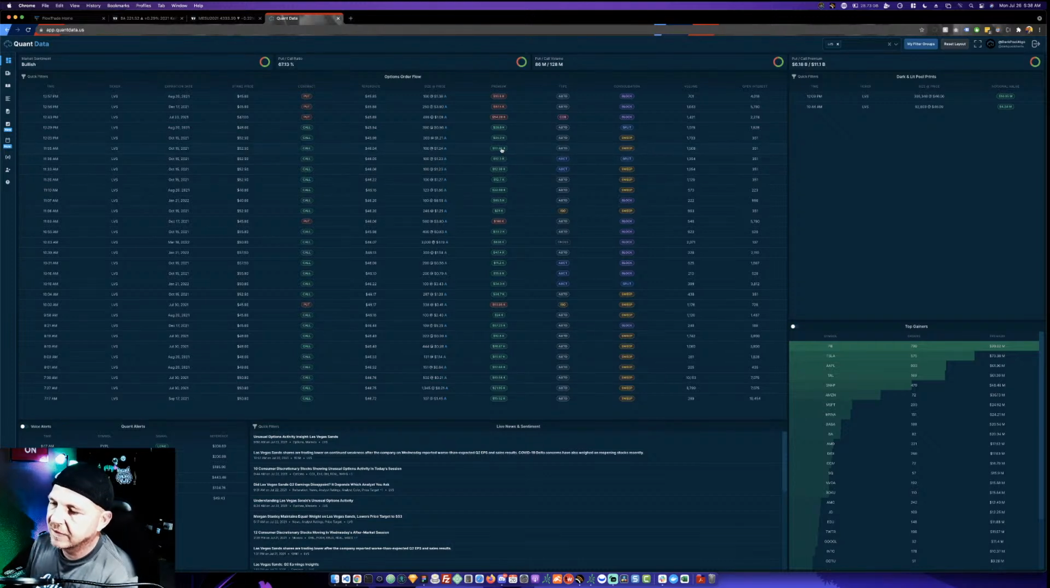I've got some filters set up on these. I'm not going to run through it right now because this isn't a Quant Data review. I can do one of those later if you'd like. But to answer your question, as far as dark pool goes, there's not really a way to see whether it's a buy or sell.